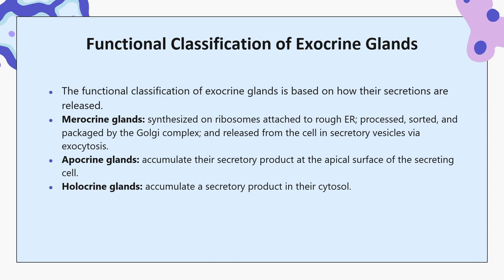Now the functional classification of exocrine glands: they are classified according to their function as merocrine gland, apocrine gland, and holocrine gland. Merocrine glands synthesize the secretion on ribosomes attached to the rough endoplasmic reticulum, processed, sorted, and packaged by the Golgi complex and released from the cell in secretory vesicles via exocytosis. Then apocrine glands accumulate their secretory product at the apical surface of secretory cells. Then holocrine glands accumulate the secretory product in their cytosol.